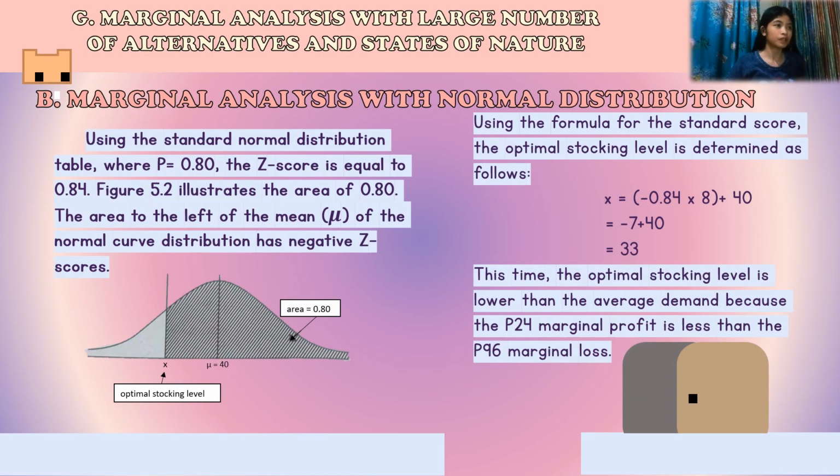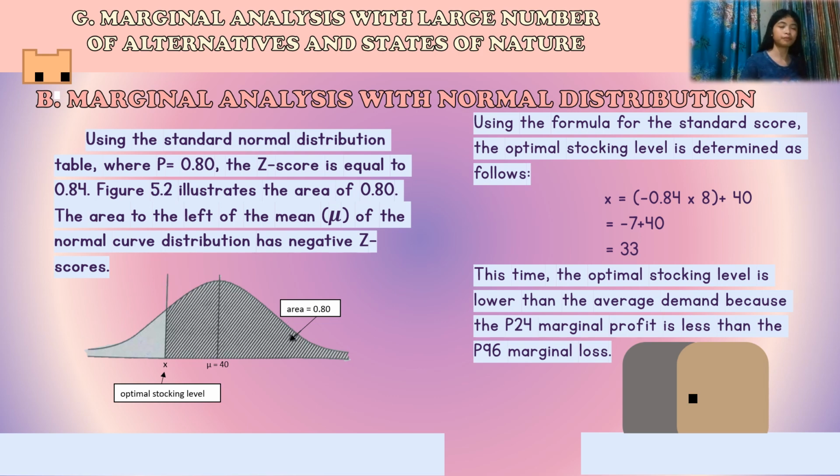So for our next step, we just have to locate the P or the area on the normal distribution table or sa ating curve. Using the standard normal distribution table, where P is equal to 0.80, the Z-score is equal to 0.84, which is given, and is a negative Z-score. Figure 5.2 illustrates the area of 0.80. So, makikita natin sa screen yung mga na-cover or may mga lines, may grids, yan po yung ating area na 0.80. The area to the left of the mean of the normal curve distribution has negative z-scores.